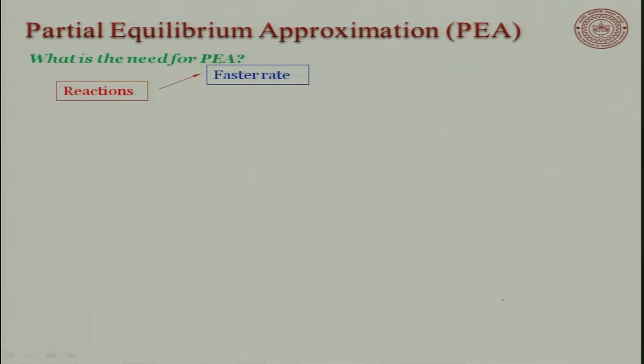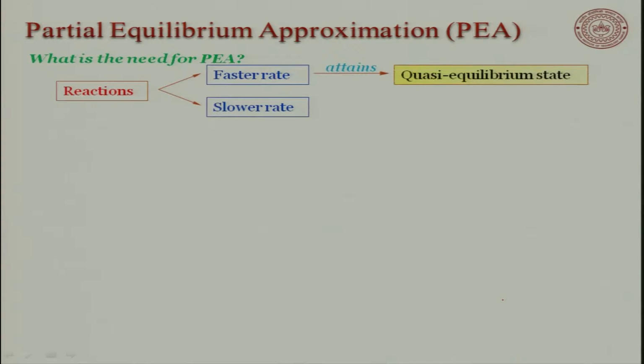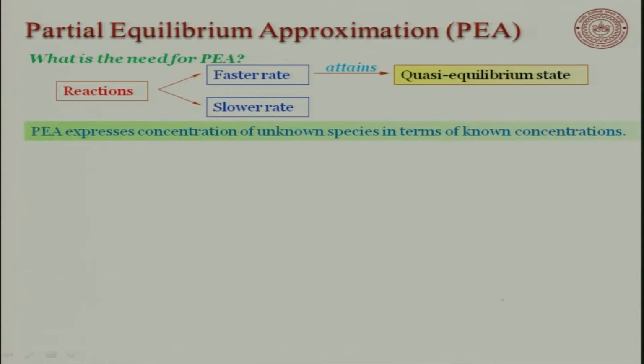Because certain reactions will have a faster rate, certain reactions will have a slower rate, and if it is a faster rate, then we can say it is quickly attaining the equilibrium. Are you getting? It is quickly attaining because it is very fast. So, therefore, we call it a quasi equilibrium state or partial equilibrium kind of thing. The partial equilibrium expresses concentration of unknown species in terms of known concentration.